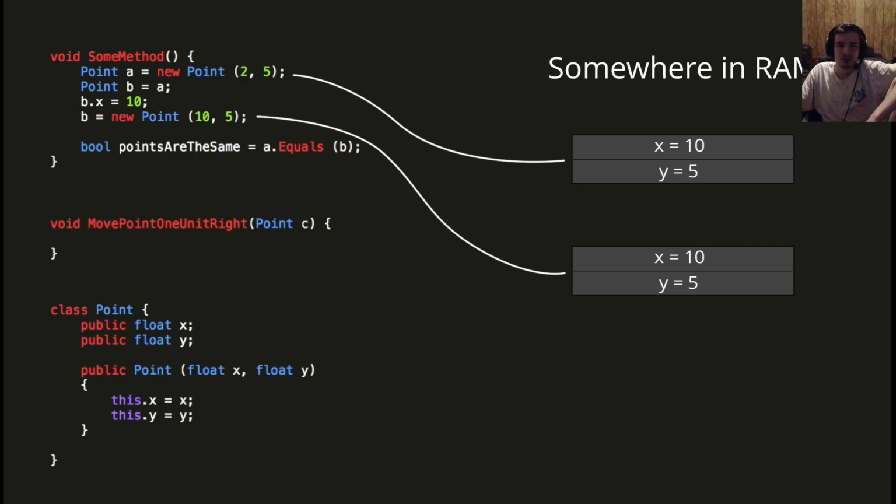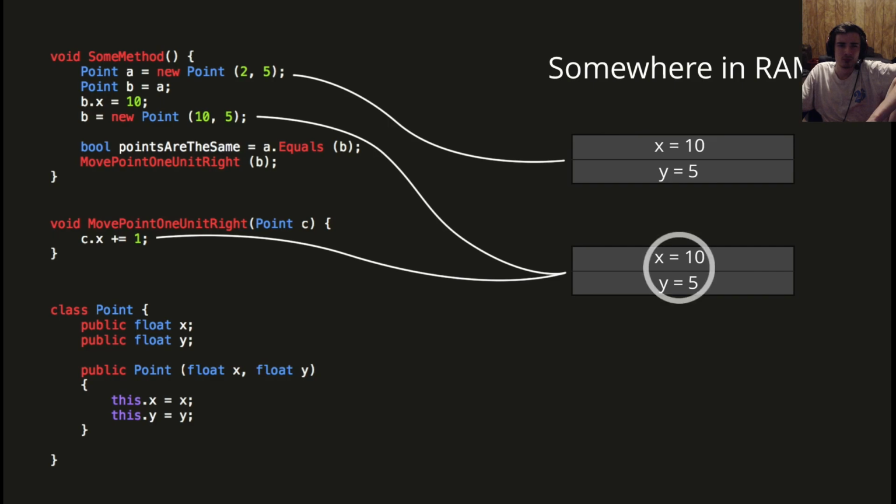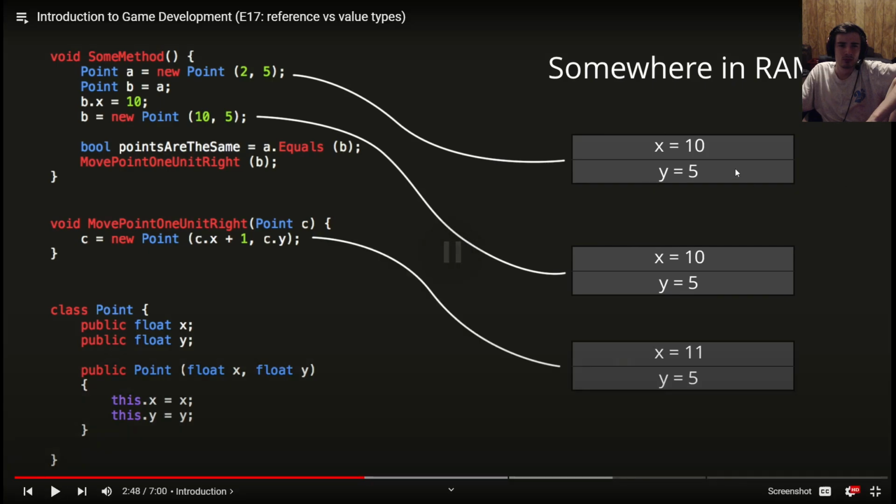Alright, for the next experiment, let's create a void method called movePoint1UnitRight. The method takes in a single argument, a point c, and simply adds 1 to its x-coordinate. If we now call this method passing in point b, then the variable c inside the method will refer to the same location in memory as point b, and will increase its x value to 11. Now let's change the method to instead create a new point with coordinates c.x plus 1 and c.y. So now we're creating a new point.